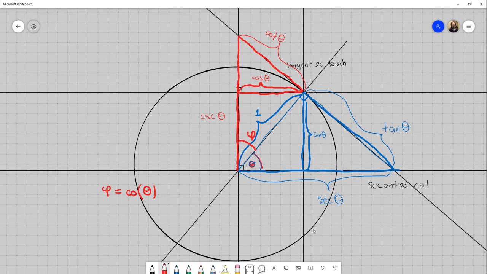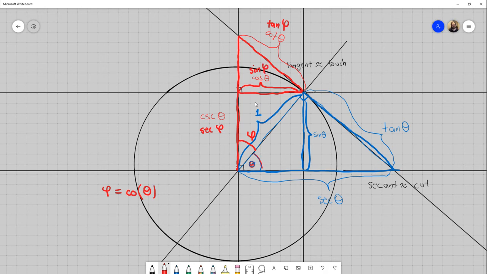And if we were focused on the angle phi instead of theta, this cosecant of theta is actually secant of phi. And cotangent of theta is tangent of phi. And cosine of theta is sine of phi. If you rotate and flip this picture the right way, then we've got our secant, tangent, and sine, not for theta, but for phi.